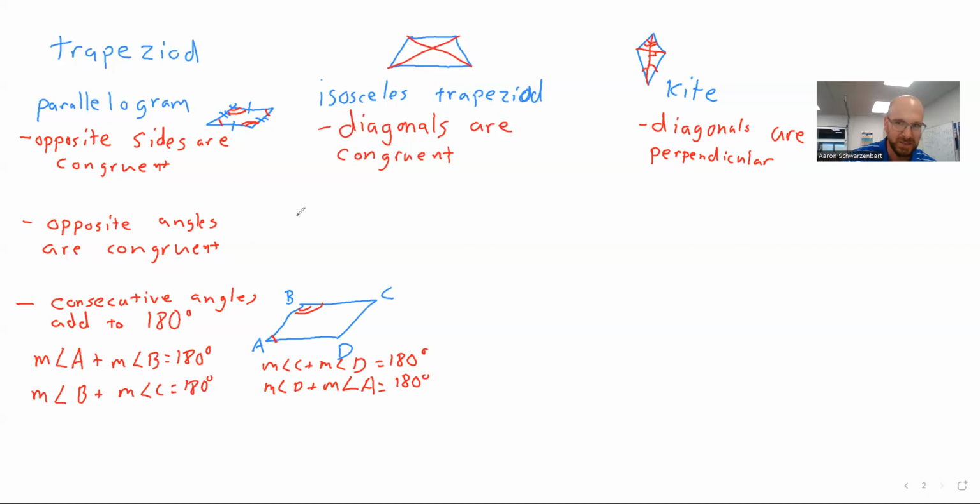The next one is the diagonals bisect each other.